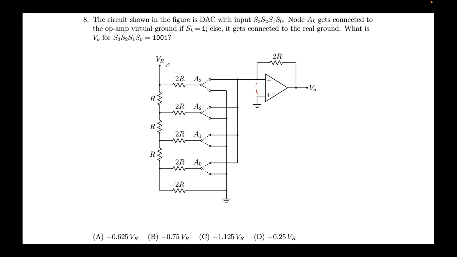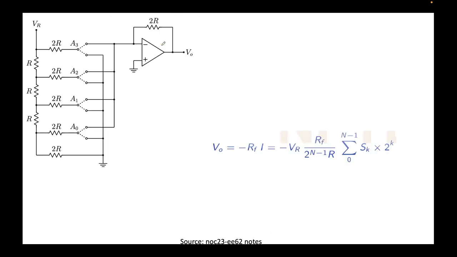Okay, this means this will not play any role. This is open circuit from here. So now we are required to find the output for 1001. All right. Sorry about that. So we are required to find the output for when the input is 1001.